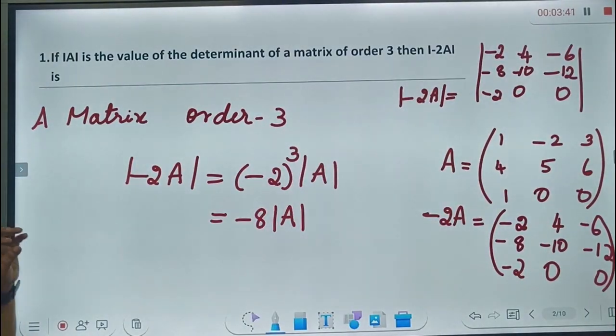So this is on the basic principle of matrices and determinants.